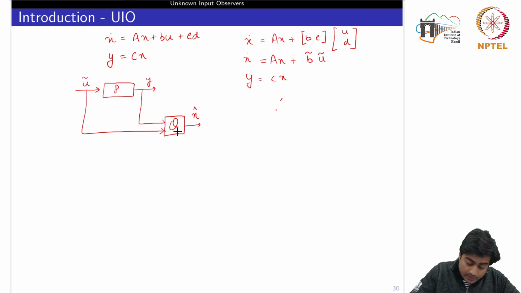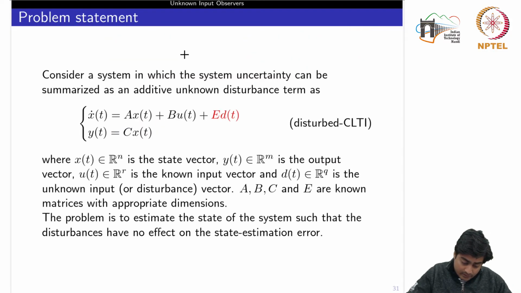Okay, but in many cases, as we had seen during the controller designing week, we do not have the information of the disturbance. So if we do not have this information of the disturbance, how can we still design an observer which can give us the estimate of the state? In this topic we shall see how we can solve this problem. So, defining the problem statement concretely.